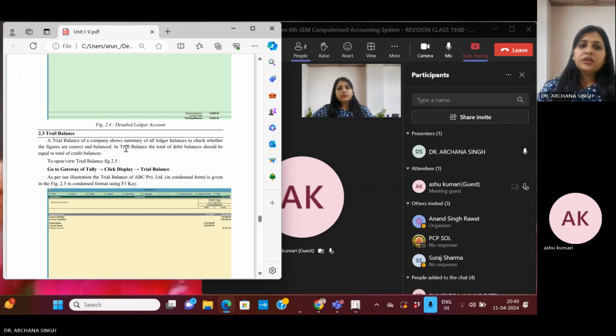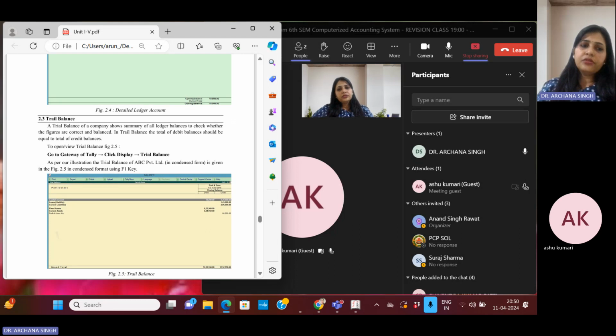So what it shows is a summary of ledger balances to check whether the figures are correct and balanced. अगर नहीं है balanced, then it means there is some error you had made and it will be put on suspense account. But in case of vouchers, it may not happen because you are doing the entries through software.